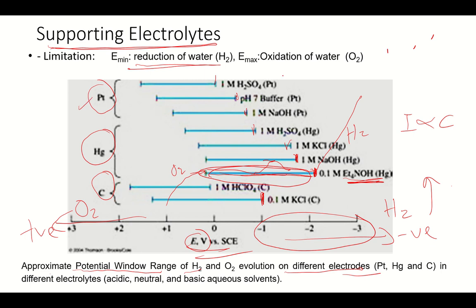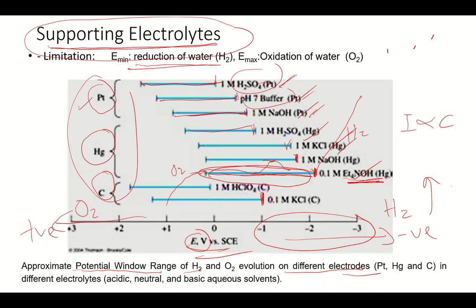Different electrodes in different electrolytes, either acid, base, or neutral, will have different potential ranges. This is the potential window range. You must know the suitable supporting electrolyte to use with what type of material as working electrode. By knowing this range, you can easily do the analysis. If you do not know the range, you will probably do the analysis out of the limit, and the evolution of hydrogen will interfere in your analysis.